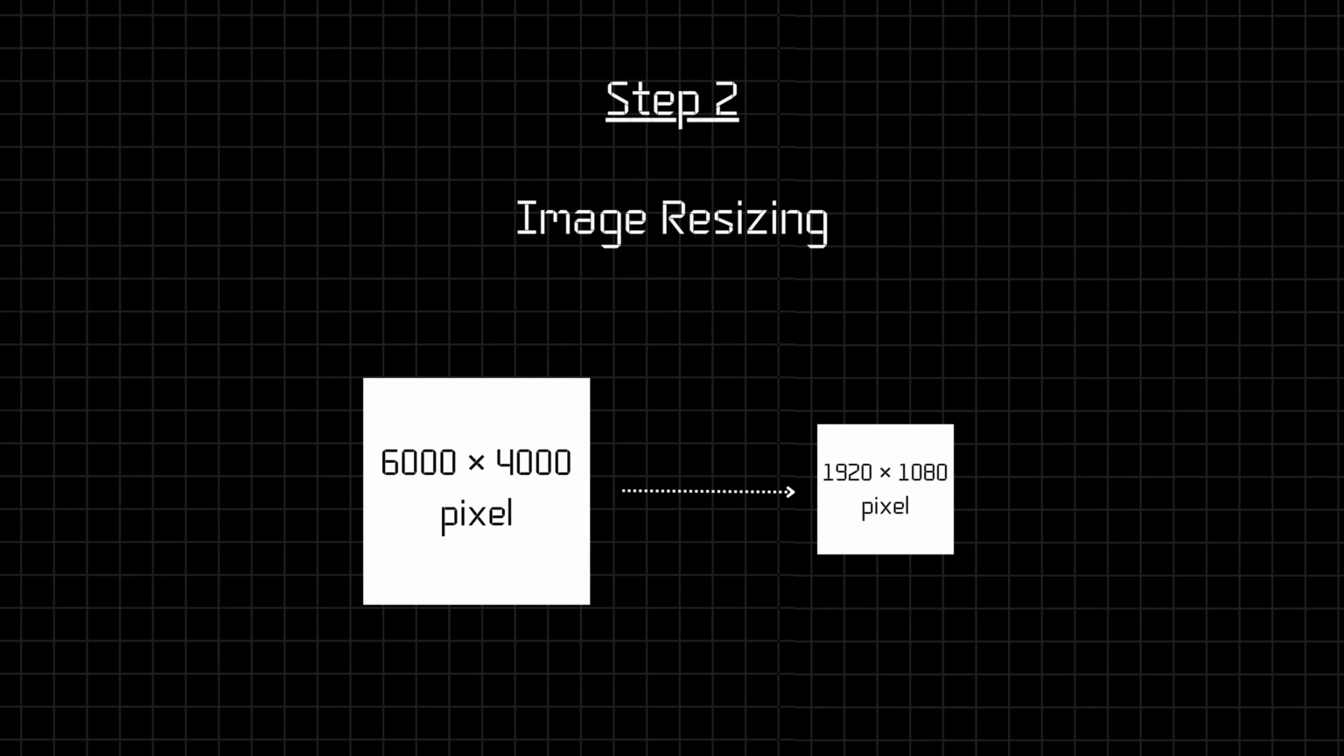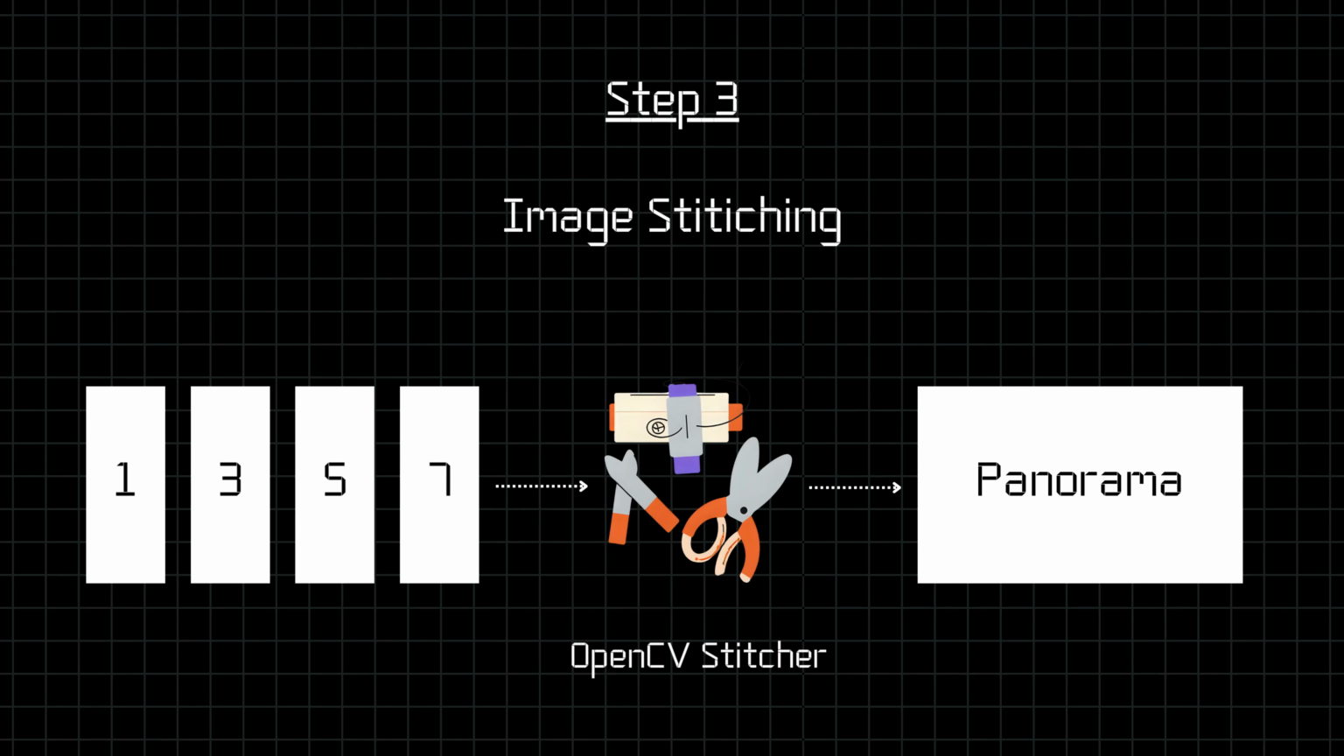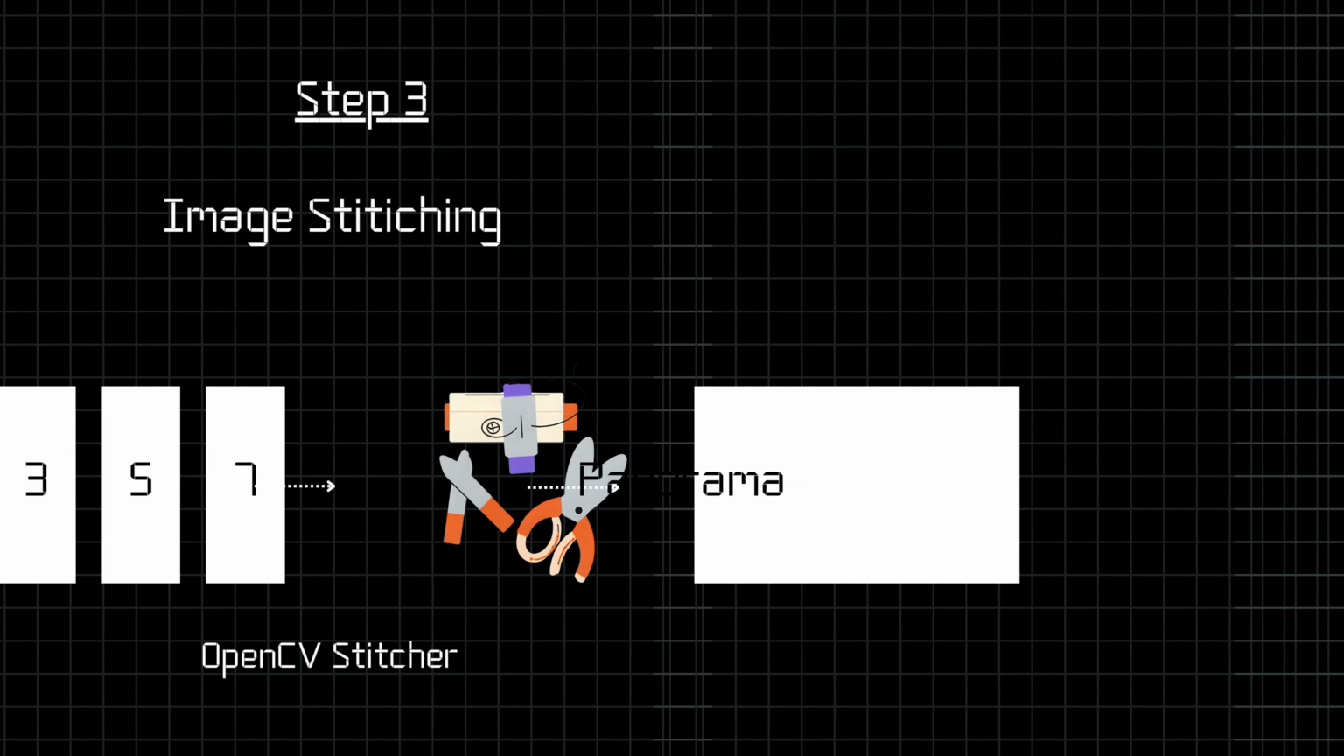The second step is image resizing. We will resize the frames to a manageable resolution so that stitching is faster and memory efficient. And the third step is image stitching, where we will use the OpenCV Stitcher to align the overlapping frames. It detects key points in consecutive frames and matches them to create a seamless wide-angle panorama. Going through these three steps, the algorithm combines multiple viewpoints from the moving camera into one wide panoramic image.